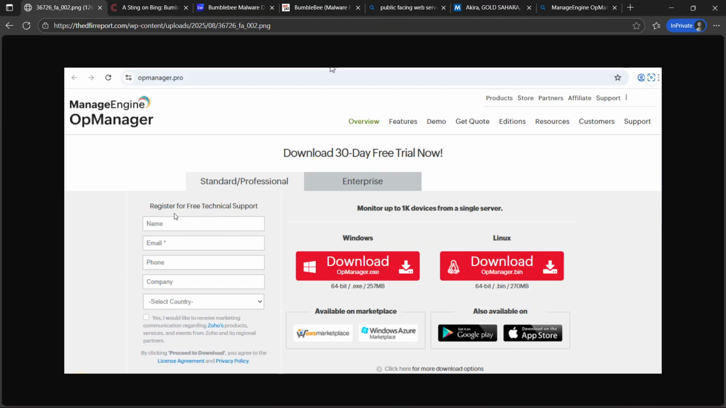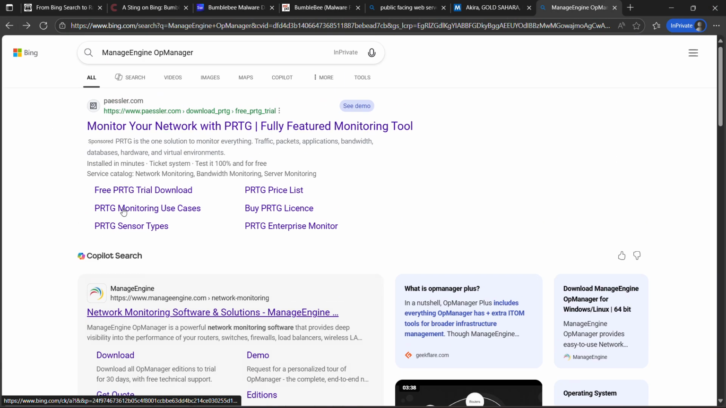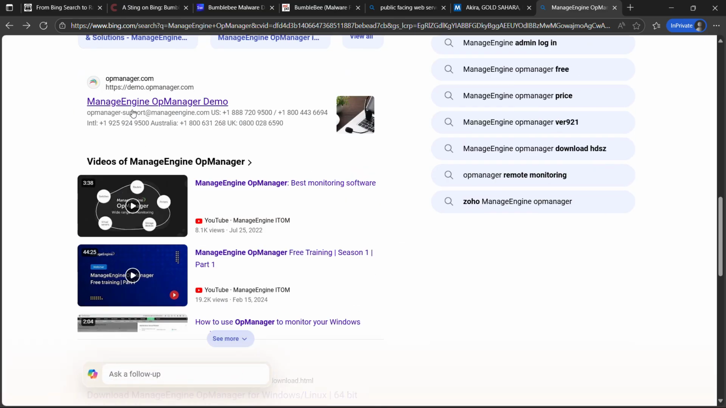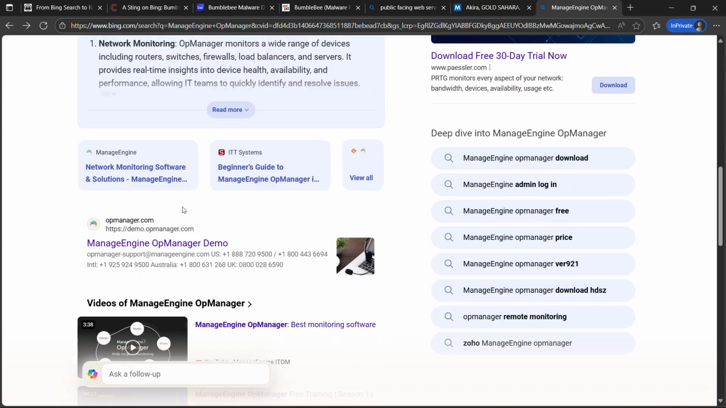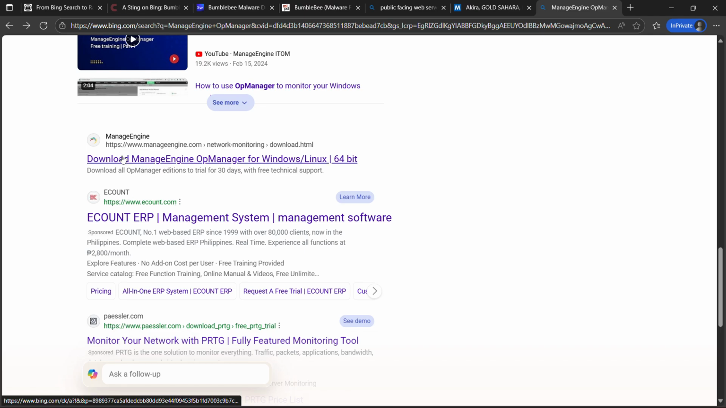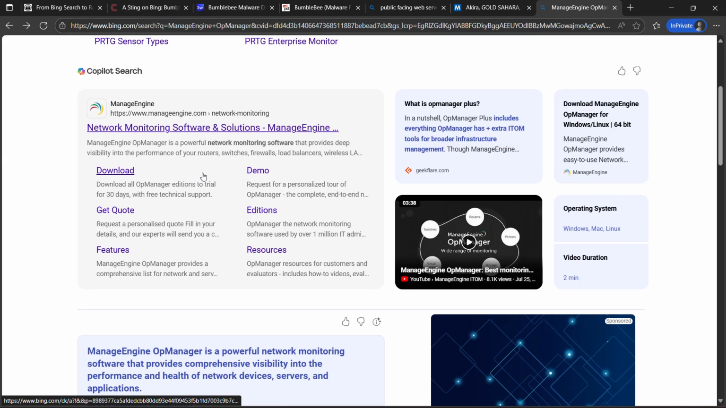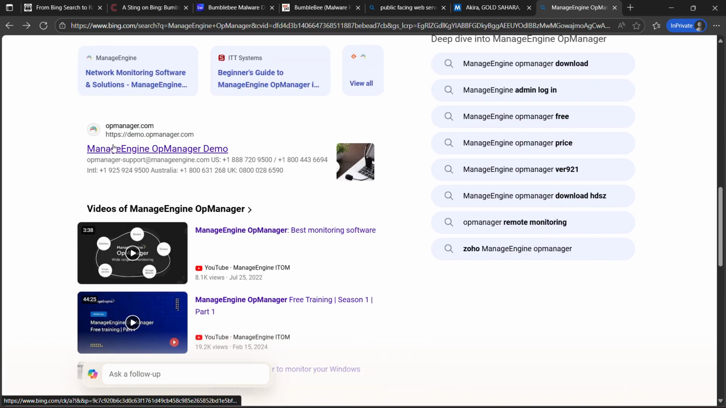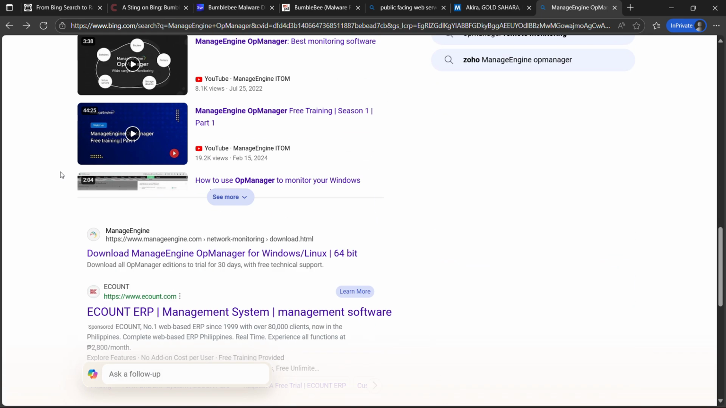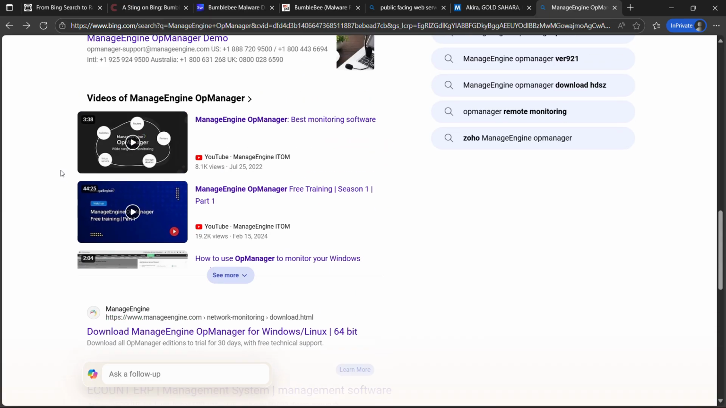The website though looks very interesting. I wonder what the real one looks like. Oh man. Is it opmanager.com or manageengine.com? Is it manageengine.com or opmanager.com? Which one's the real one?